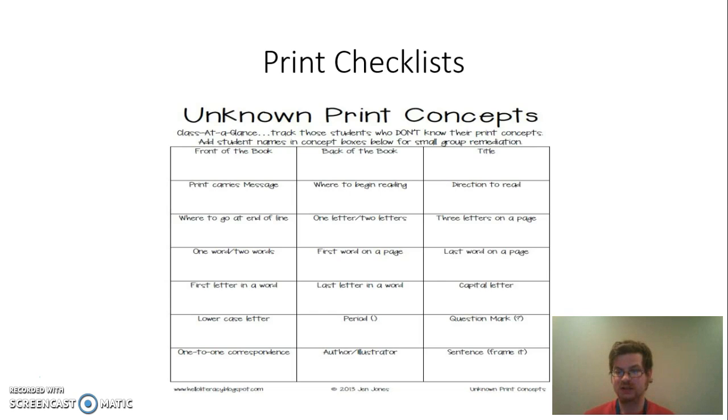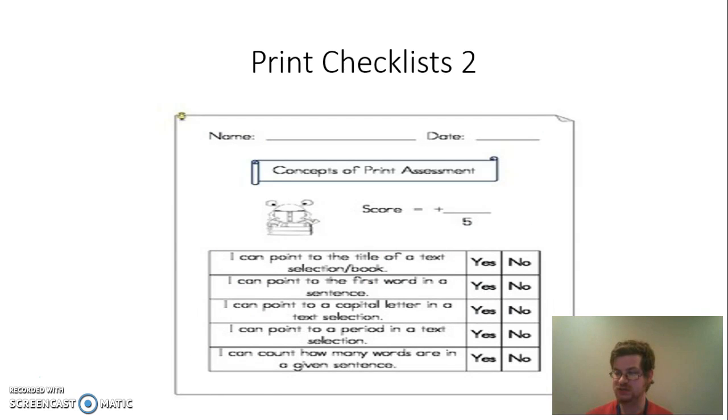First on my list of ways to do this is the print checklist. It helps to assess the development of concepts of print, which include understanding the difference between letters and words and spaces, and also knowing where to start reading and how to do a return sweep to continue reading the next line, and also understanding the basic features of a book, which include the title page.